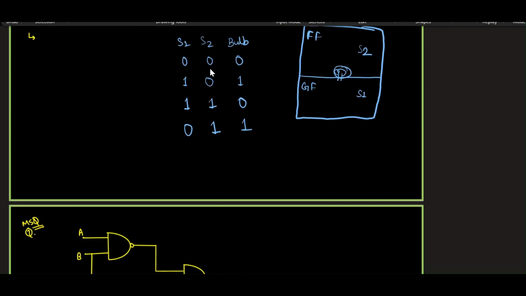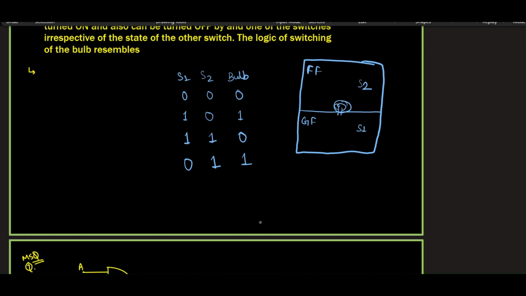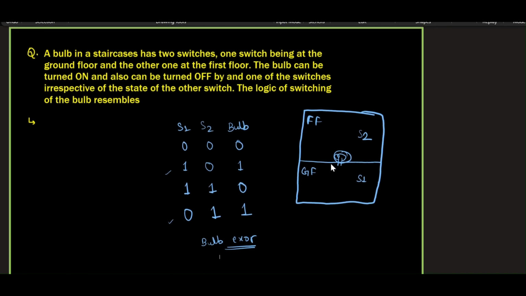So if you see what logic is being followed here, the bulb will glow when either of the switches is one. So the bulb will follow the XOR operation. But that's not the end of the question. What will happen if this was the case?